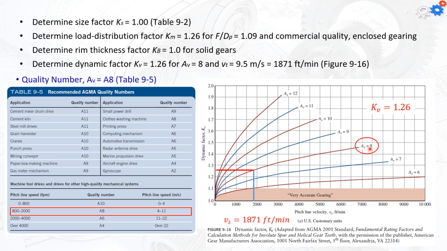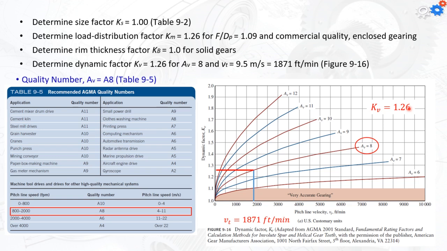Now how did we get the value for the quality factor? If I go to this table, you can see that for the speed range between 800 to 2000 feet per minute, we're going to get the quality number to be A8. So I go to the A8, and the velocity is 1871, intersecting between them, and we get the value of the Kv to be here, which is more than 1.25. We can say 1.25, 1.26, 1.27, whatever; I choose the value to be 1.26. The one in the example in the book is 1.35. That's the correct one.